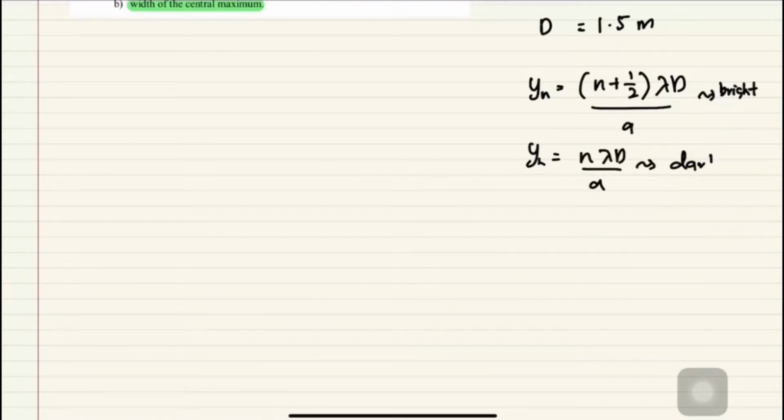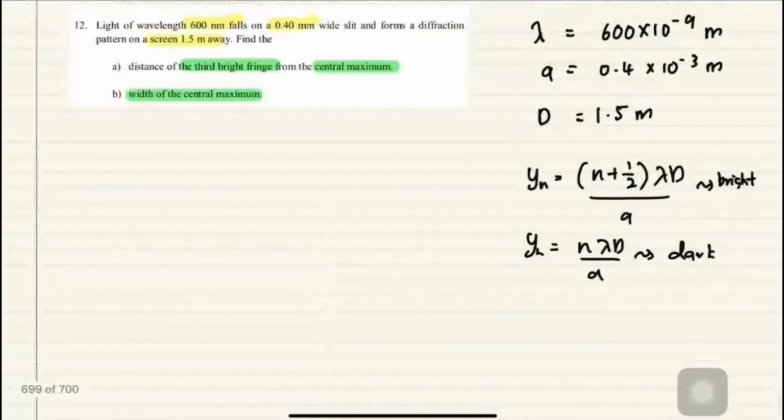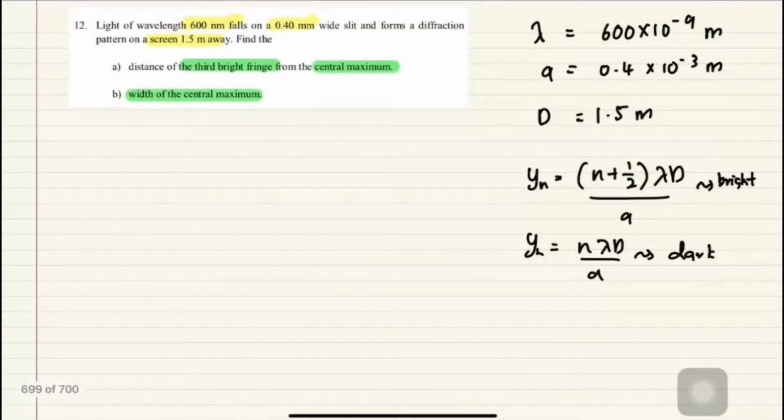Okay, macam biasalah saya list down the equation so that when you try to solve, it is much clearer. Okay, which one you want to choose? Bright or dark? Untuk soalan A. Bright. Right, sebab apa? Dia obviously dia kata third bright fringe. So N dia sama dengan berapa? 3. 3, very good. So basically we want to use this formula untuk bright.